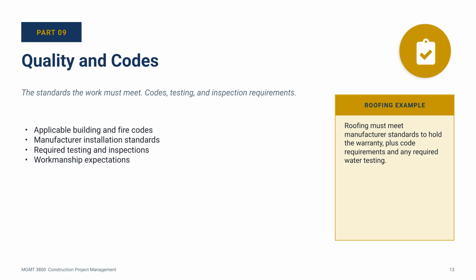A 20-year manufacturer warranty on a membrane roof is only valid if it was installed by a certified installer following the manufacturer's procedures. So quality is not just about the building looking right, it is about real legal and financial protection downstream. If the install is sloppy, you may have a roof and no warranty.